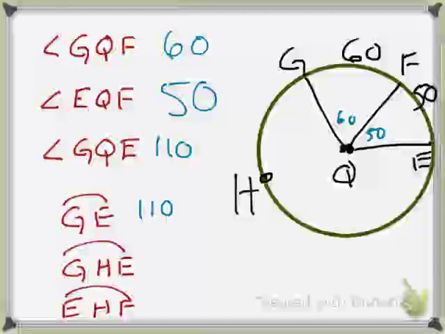Arc GHE tells us to start at G but pass through H heading around to E. Would be how much? 250. How do you figure? Subtracting the 110 from the 360. It's the major arc that goes with the minor arc of the last question. It's the rest of the circle. So a circle is 360 minus the last answer gives us 250. EHF, starting at E, through H around to F. 310, how do you figure? Whole circle minus the 50 that we're not covering. Questions?